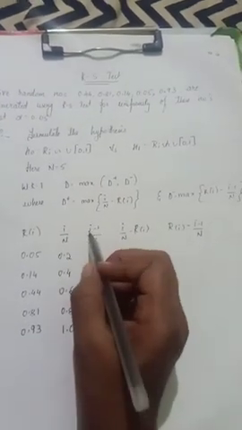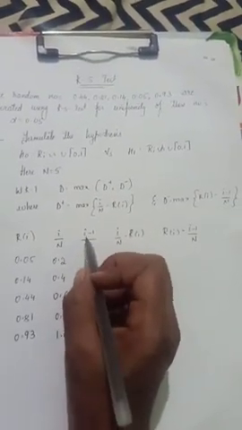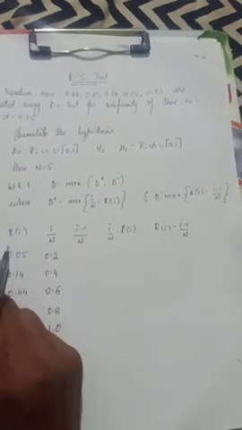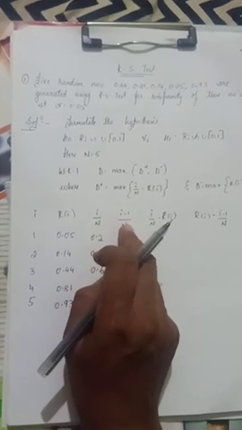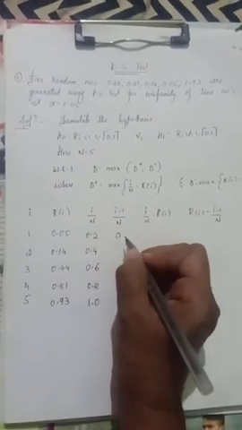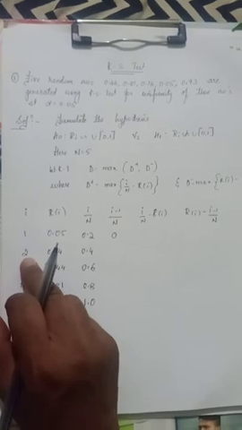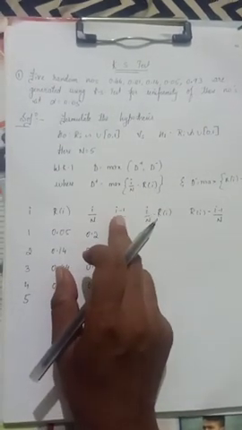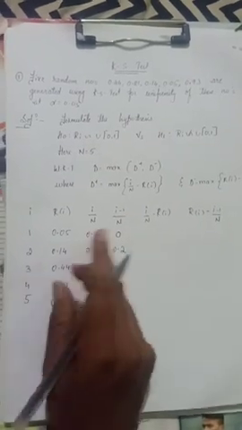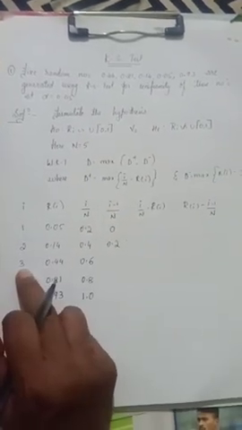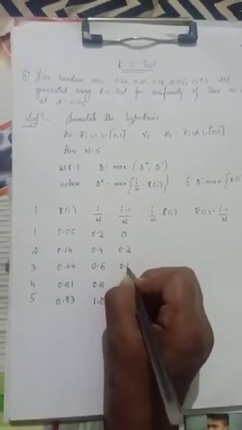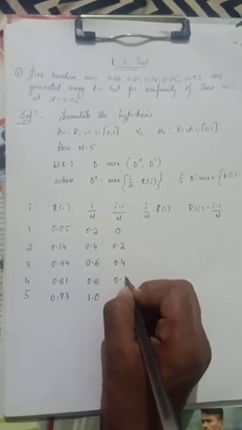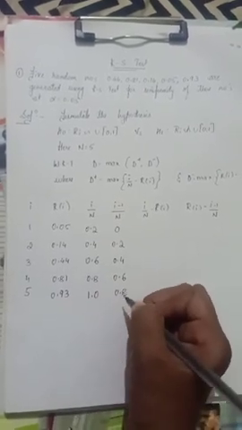Now the next value we have to find is (i minus 1) divided by n. The i value is 1, so 1 minus 1 is 0, and 0 by n is 0. The next, i is 2, so 2 minus 1 is 1, and 1 by 5 is 0.2. Again the next value, i is 3, 3 minus 1 is 2, and 2 divided by 5 is 0.4. And so on, we'll be doing this till i is equal to 5.